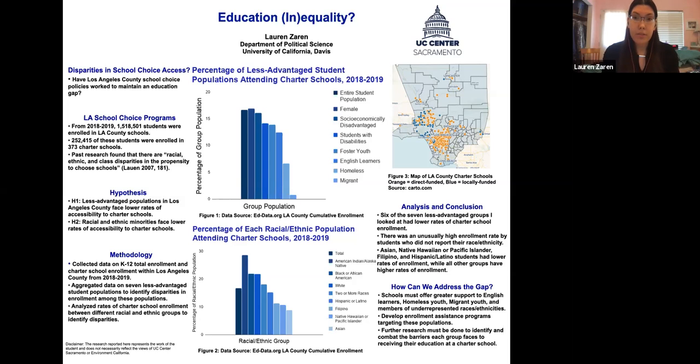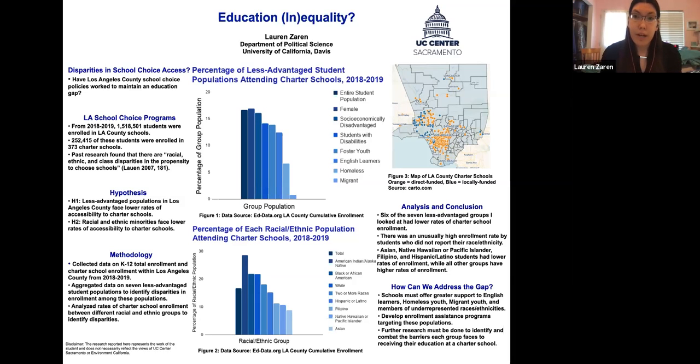And then all the other six of the seven populations I looked at that were identified as less advantaged by eddata.org faced lower levels of enrollment, with particular help needed for English learners, the homeless population, and migrant students. And additionally, when I looked at the gaps between enrollment by race, I found that some groups like American Indian and Alaska Natives were overrepresented in their attendance in charter schools, while other groups like Filipinos, Native Hawaiian, and Pacific Islanders, and Asian students were underrepresented.